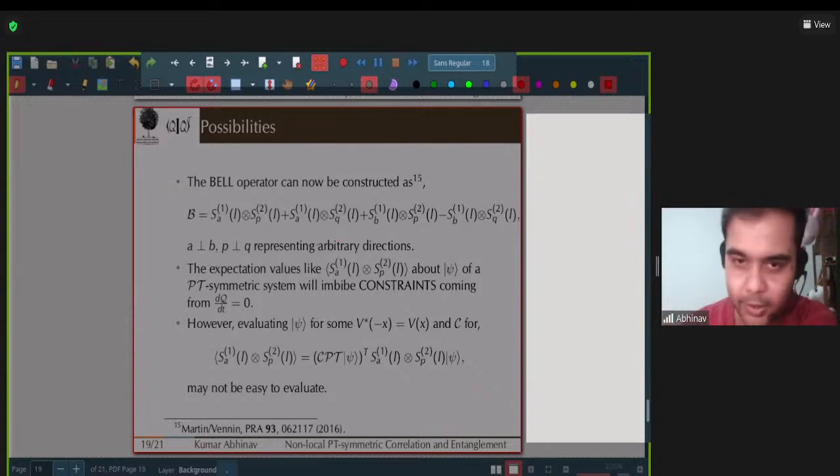Just to calculate these scalar products, you have to evaluate this charge conjugation operator, the so-called C operator, for each system for a given potential, which can be difficult. I don't know how to do that as of now. Maybe for some simpler continuous system, it may be possible. So that is the idea.